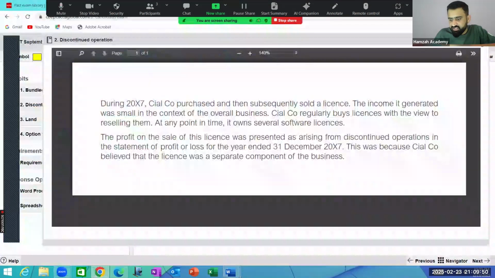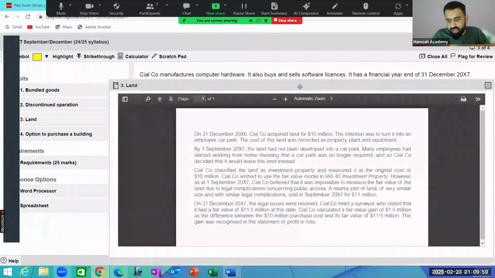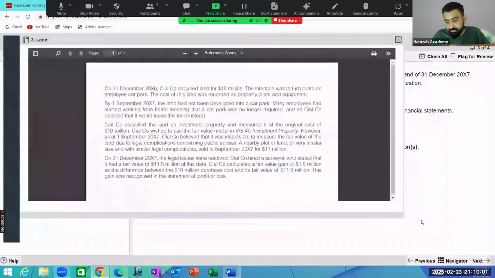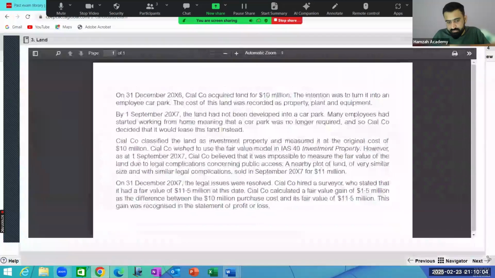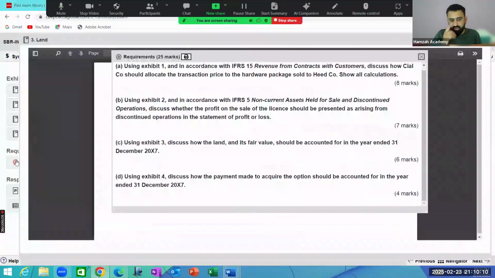Then after this exhibit, we have an exhibit relating to a land. Again, before we read the exhibit, let's go through the requirement. The requirement is, using Exhibit 3, discuss how land and its fair value should be accounted for in the year ended 31st December X7.